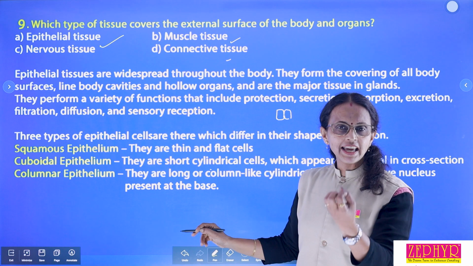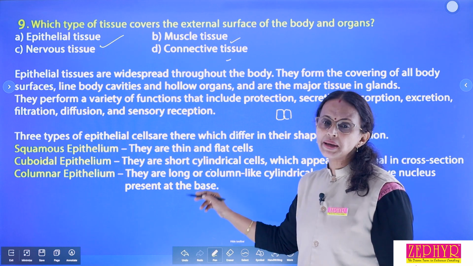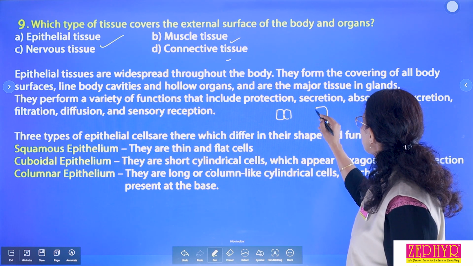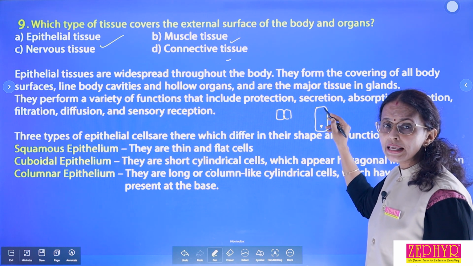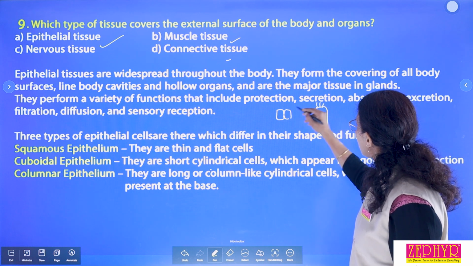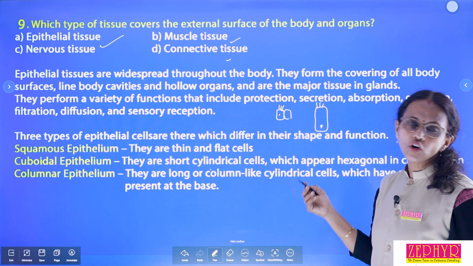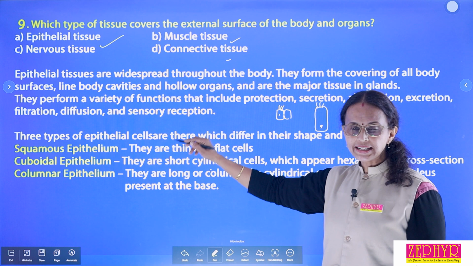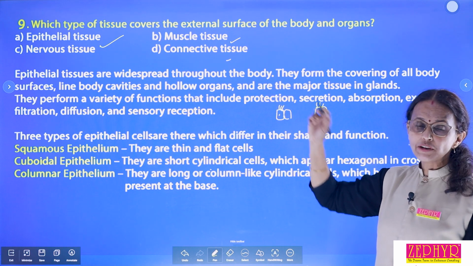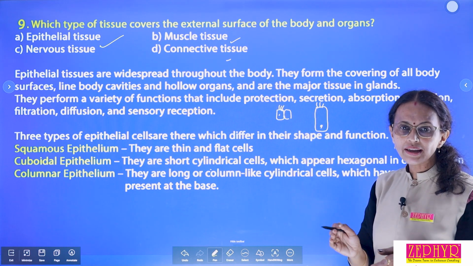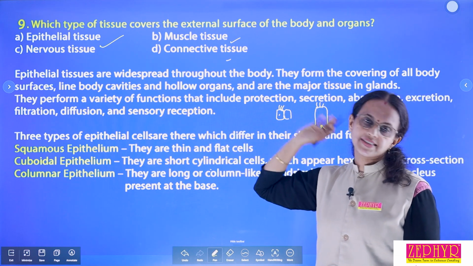Columnar cells are column-like or pillar-like. Long, column-like cylindrical cells which have the nucleus present at the base. If the columnar or cuboidal epithelium has cilia, it is called ciliated cuboidal or ciliated columnar. Epithelium is of three types: squamous, cuboidal and columnar. What is the main function? The main function is to cover the body and other organs and also help in absorption, secretion, protection, diffusion, etc.